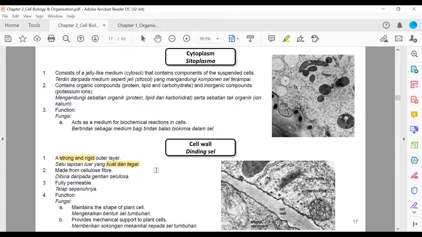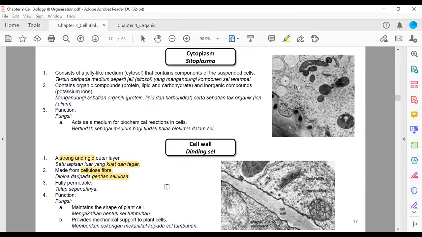So what causes the cell wall to be strong and rigid? Rigid ni bermaksud dia it is not flexible lah. Itu maksud dia rigid, keras. Okay, so strong and rigid. And kalau soalan tanya what causes the cell wall to be strong and rigid, maka jawapan kamu ialah because it is made from cellulose fiber, dibina daripada gentian selulosa. So this cellulose fiber, gentian selulosa yang menyebabkan cell wall to become strong and rigid, kuat dan tegar.